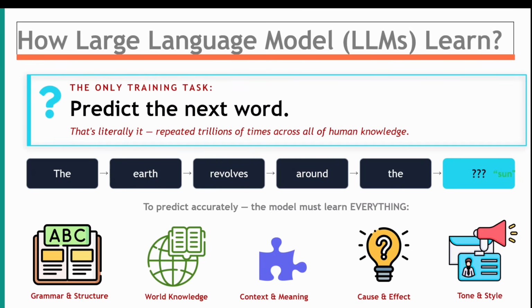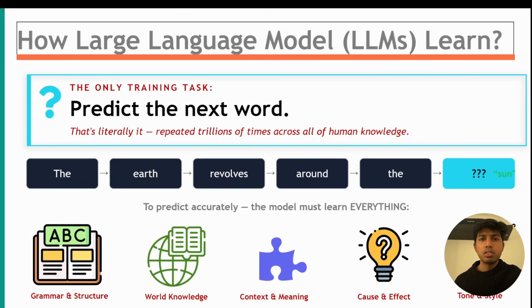So here, if you look at the example, "The Earth revolves around," it has to guess the next word from the training data that it has received. It can give the answers accurately. It can predict your answer accurately. That's how LLM models learn. I hope it is clear to you.